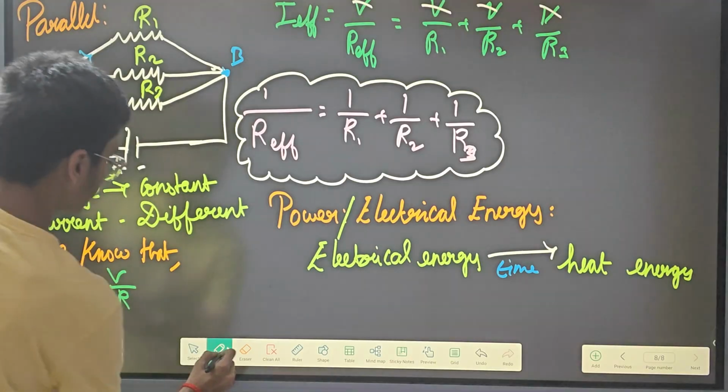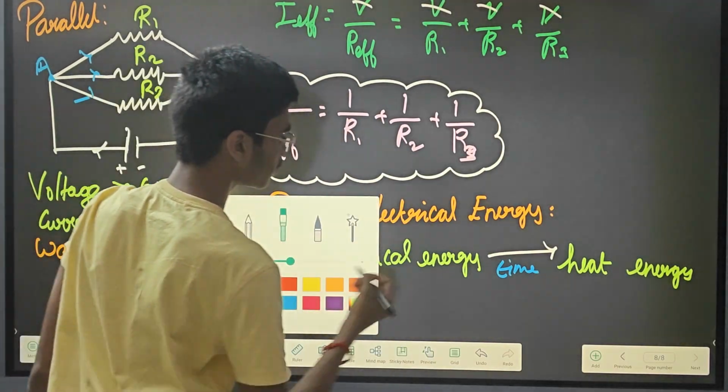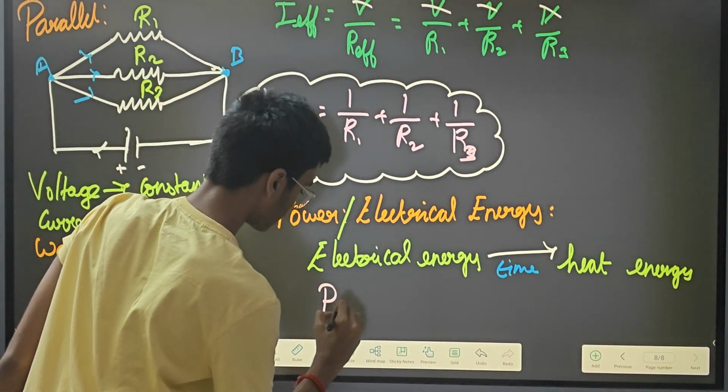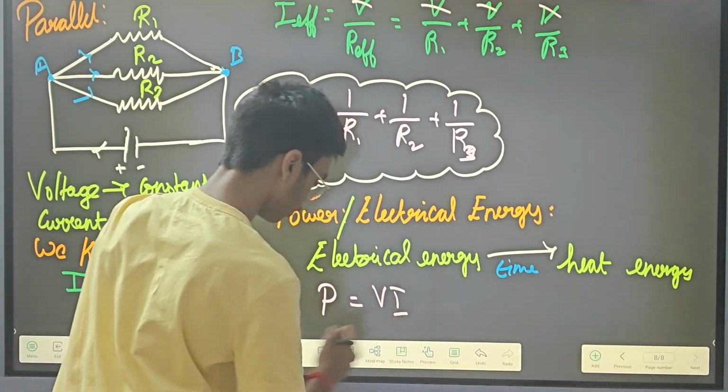Okay, first, what is power? I have to first reduce the word okay. Power is equal to VI. Here power is equal to VI.